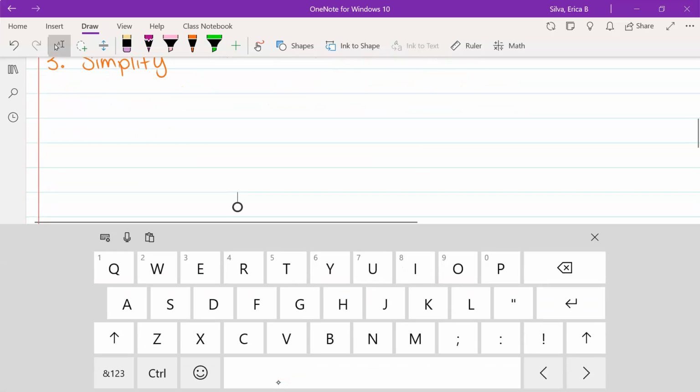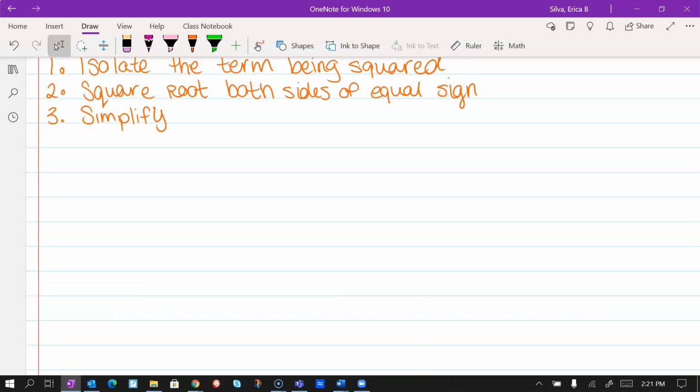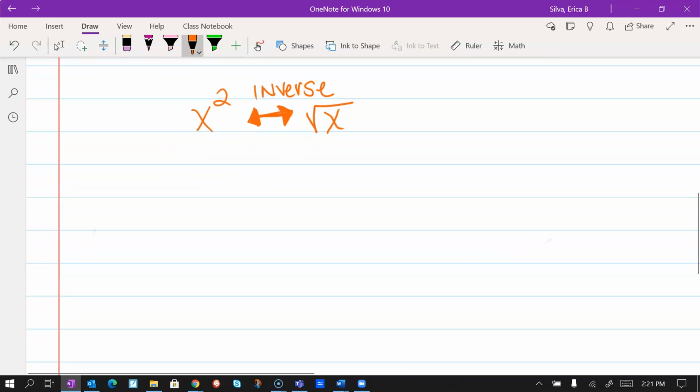So the reason we do the square root is because the square root is the inverse of something being squared. So if something is squared, the inverse, remember inverse is opposite, is the square root. And if we want to get rid of a square root, then we would square it. All right, let's start our first example.